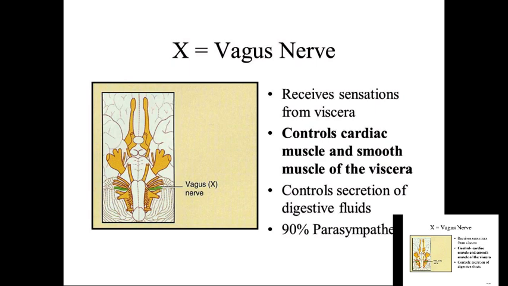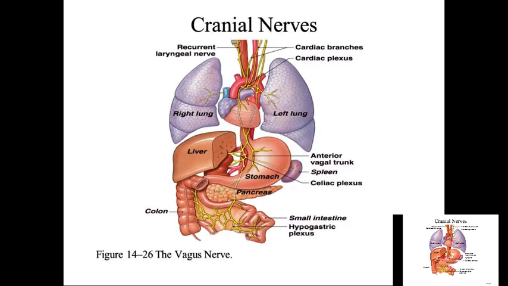Cranial nerve 10 is the vagal nerve. It's called vagus because it controls the heart, all the smooth muscle of the viscera. It's going to control digestion, control all the digestive fluids, and it's involved in controlling about 90% of the parasympathetics.